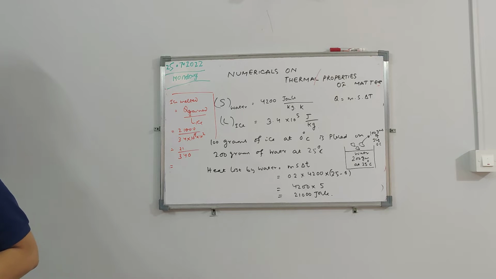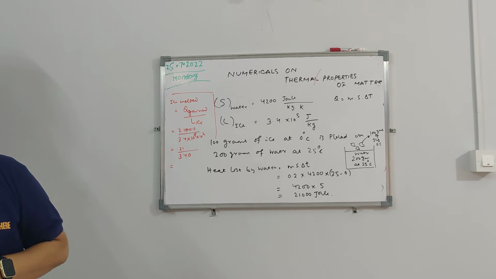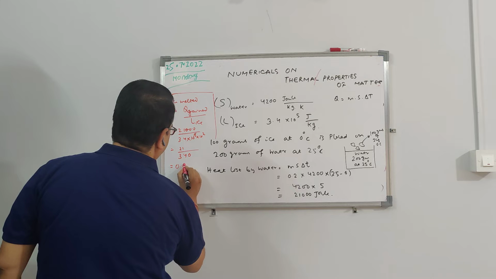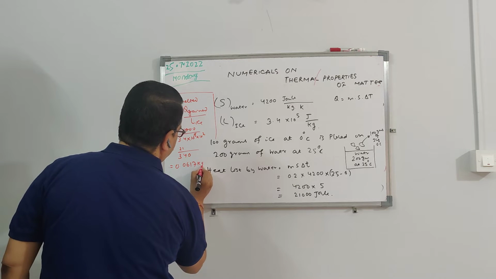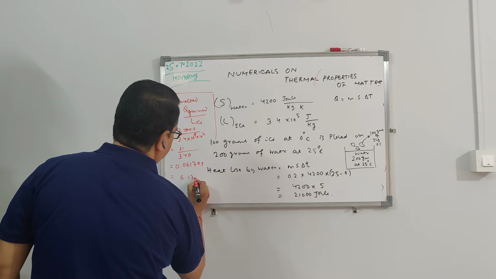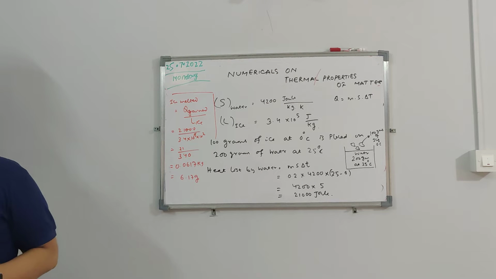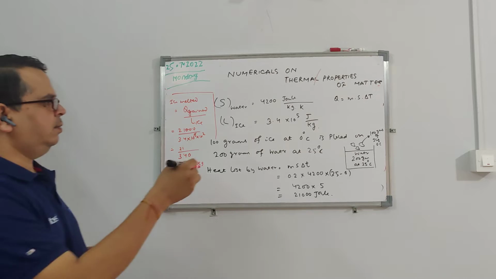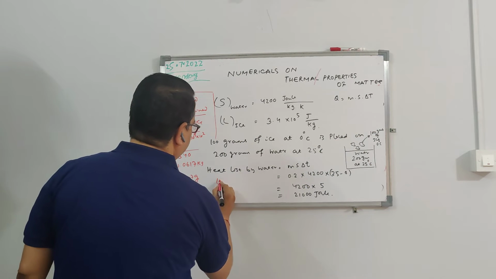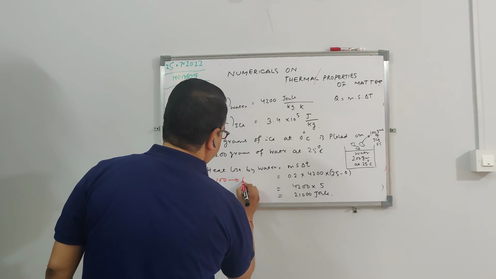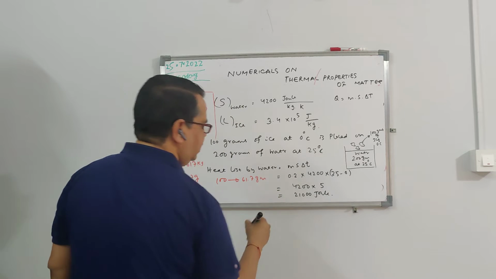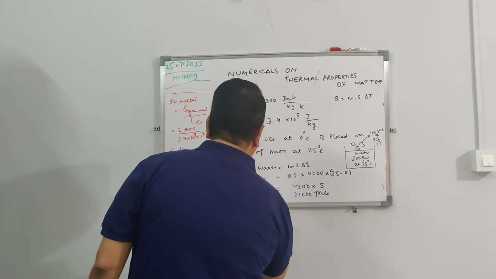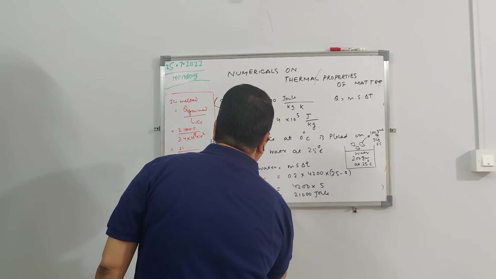Okay, so you get it to be 0.0617 kg, which is equal to 61.7 gram. That means you have 100 gram of ice. Out of this 100 gram, some 61.7 gram of ice will get melted.